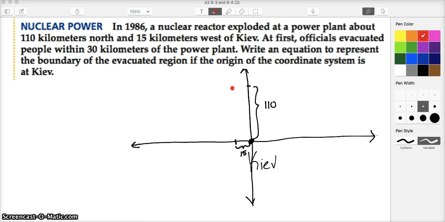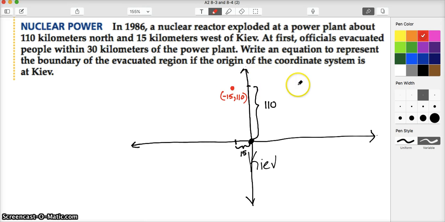And so that red dot represents the point of the nuclear explosion. And so we were told that is 110 kilometers north and 15 kilometers west of Kiev. So that gives us that location there. And that point would be negative 15, 110, right? And then now we need to consider the next part, this 30-kilometer radius.